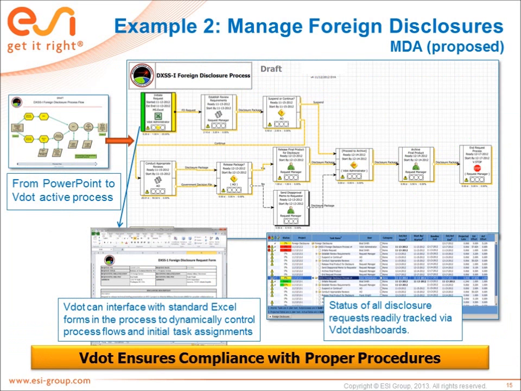Our second example shows a solution for the Missile Defense Agency to ensure proper compliance with International Traffic in Arms Regulations. This example illustrates how you can start with a description of your desired process in any format such as Microsoft PowerPoint, and within a few hours turn this into an active, repeatable, and traceable process management system.